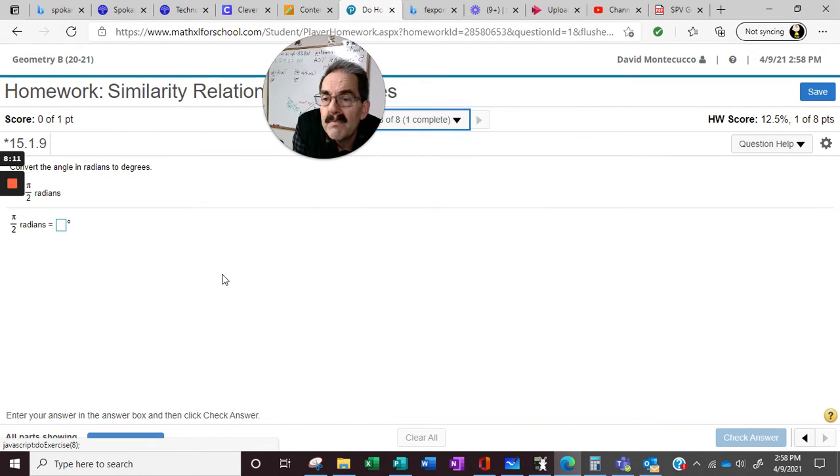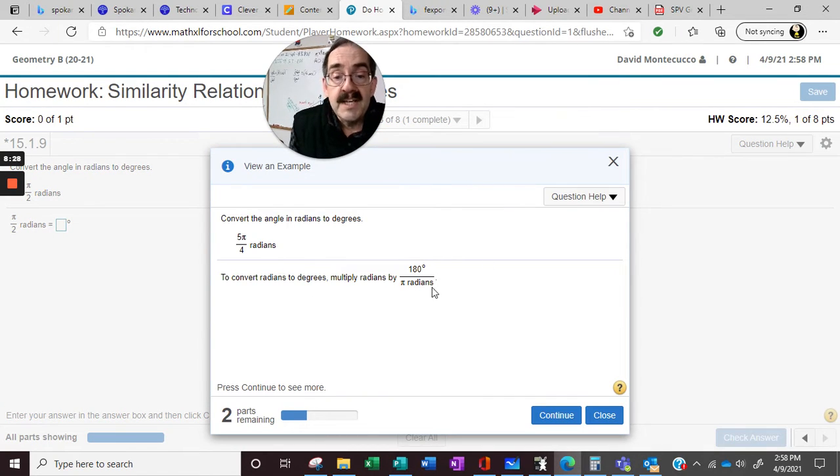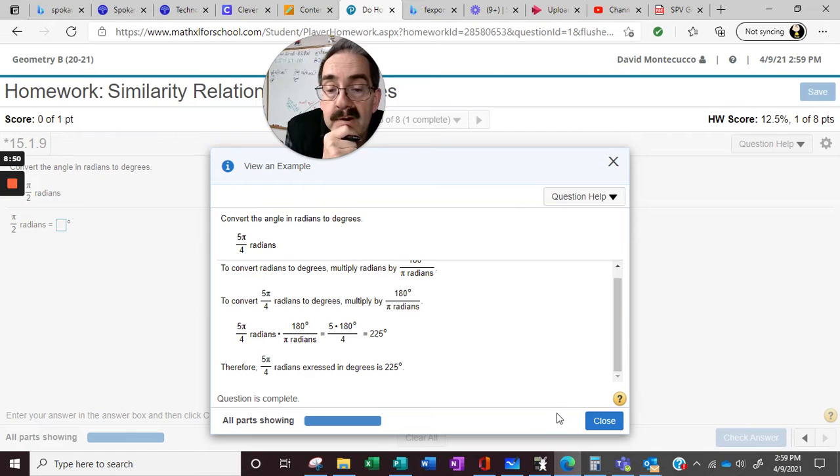So let's go to our last problem here. Convert angle to radian. Now, for completed angle in radians: how many degrees is pi over 2 radians? Now remember, you can always view an example and see that there's a conversion factor, right? Inches to feet, feet to inches, right? There are conversion factors, okay? So we're just going to multiply from radians. We multiply by 180 divided by pi radians, and we get our answer.